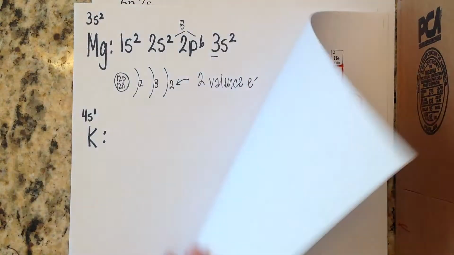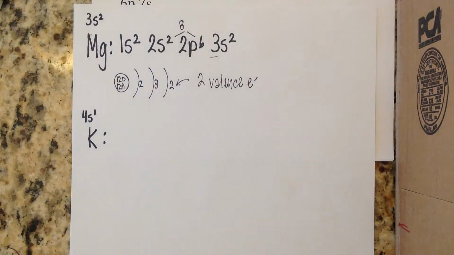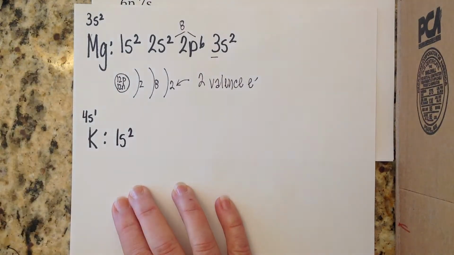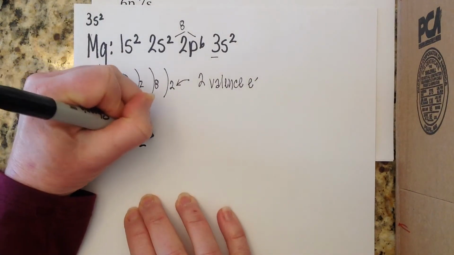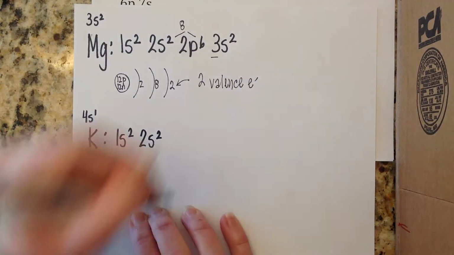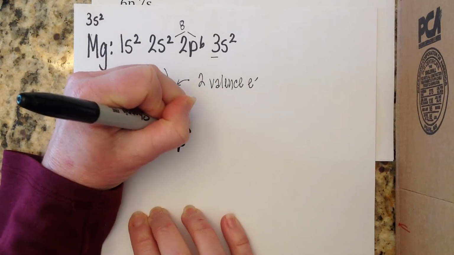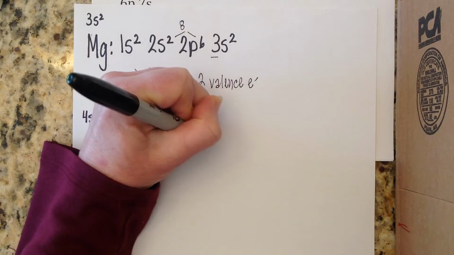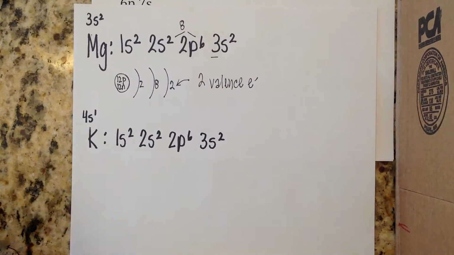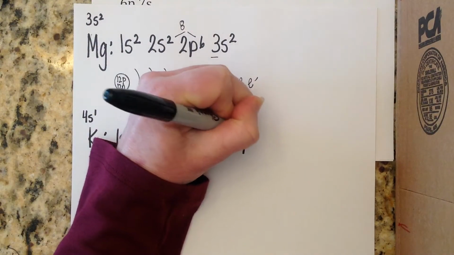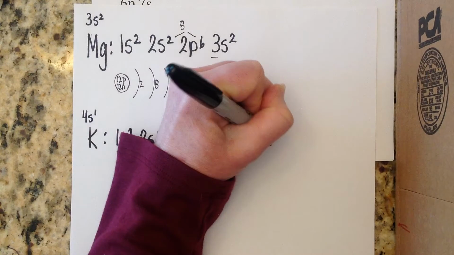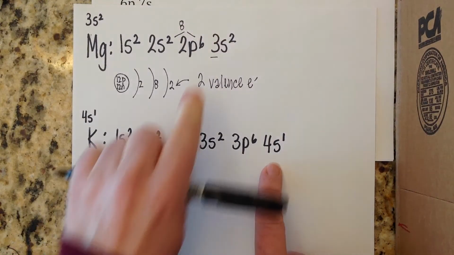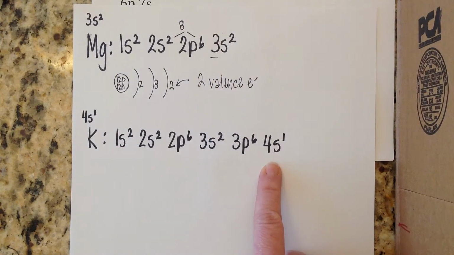So now let's write that down. So it was 1s2, 2s2, 2p6. Now we're ready to move to row 3. 3s2, we're not there yet, keep going. 3p6, 4s1. So the very last one is kind of like the final address.